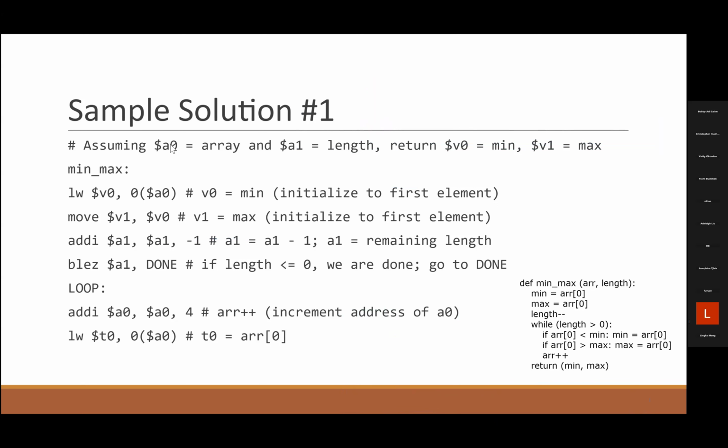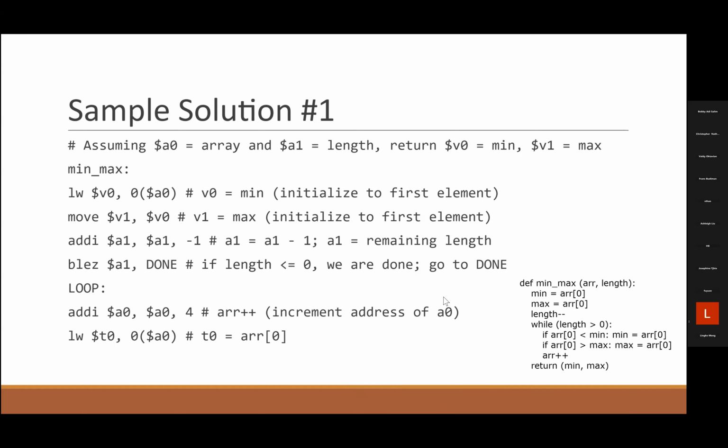So I'm assuming that A0 stores the array and A1 stores the length, and we'll return min at V0 and max at V1. So as always, first you need to pop... sorry, we're not popping because this is a register-based calling convention.